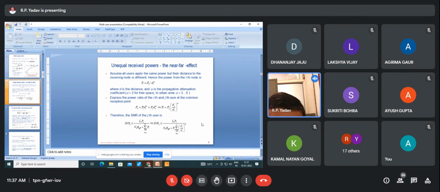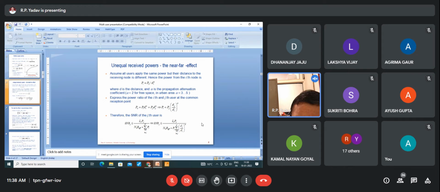In urban areas, alpha may be 3 to 5 also. And then express the power ratio of the ith and jth user at the common reception point. Okay, so the common reception point, maybe you can say the base station. So how much power P0, that is Pi Di, if I add up, you can say by the jth and ith user, I can write as Pj dj alpha, I mean, if they are corresponding to a common reception point.